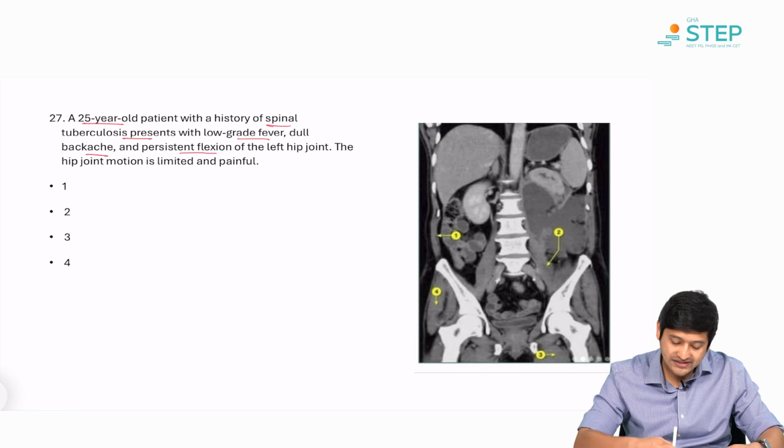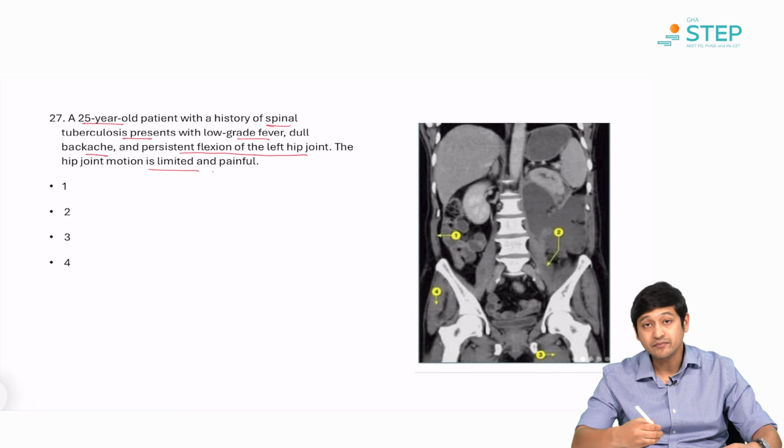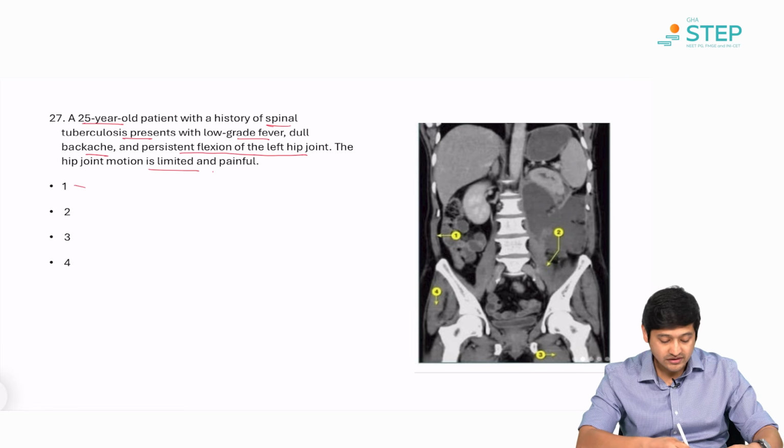All right. So our next question is in a 25-year-old individual with spinal tuberculosis, low-grade fever, and dull backache with persistent flexion of the left hip joint. Left hip joint movement is painful. Label the following structures that may be involved.